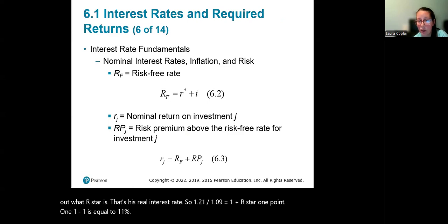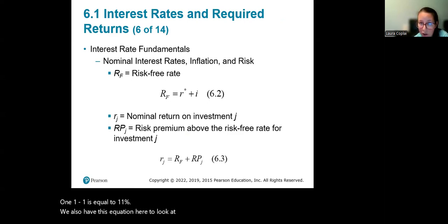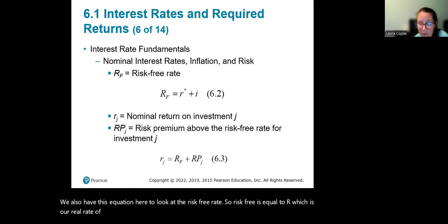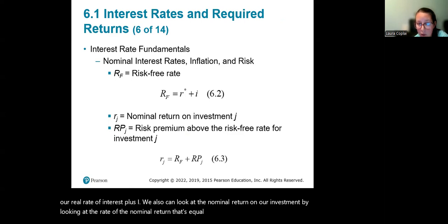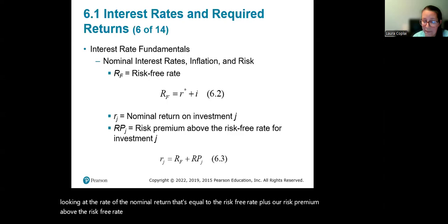We also have this equation here to look at the risk-free rate. So risk-free is equal to R star, which is our real rate of interest, plus I. We also can look at the nominal return on our investment, which is equal to our risk-free rate plus our risk premium above the risk-free rate for that investment.